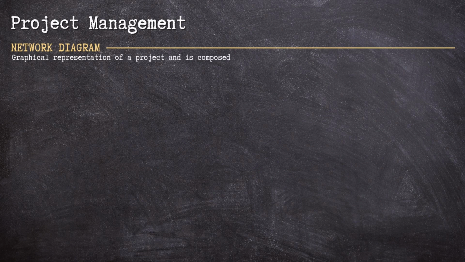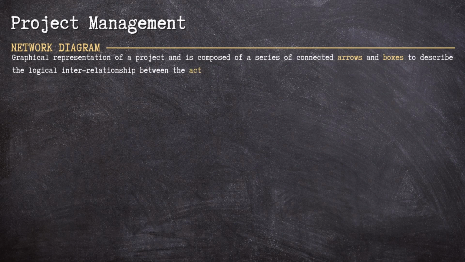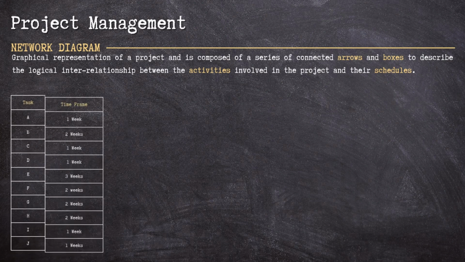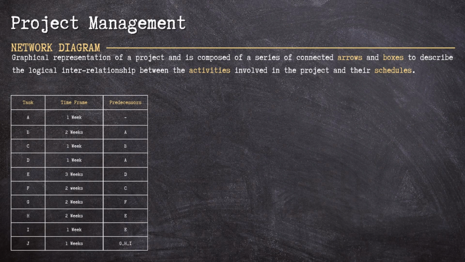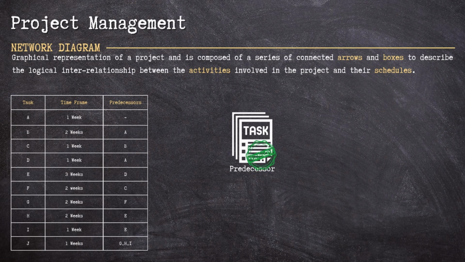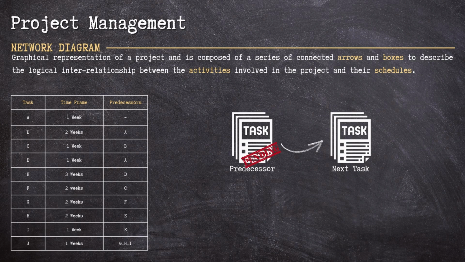In project management, a network diagram is a graphical representation of a project and is composed of a series of connected arrows and boxes to describe the logical interrelationship between the activities involved in the project and their schedules. To make a network diagram for our example, we would first need to know the tasks involved, the time frame for each task, and the predecessors. A predecessor is a task that must be completed first before doing the next task, meaning we cannot do a certain task yet without completing its predecessor.